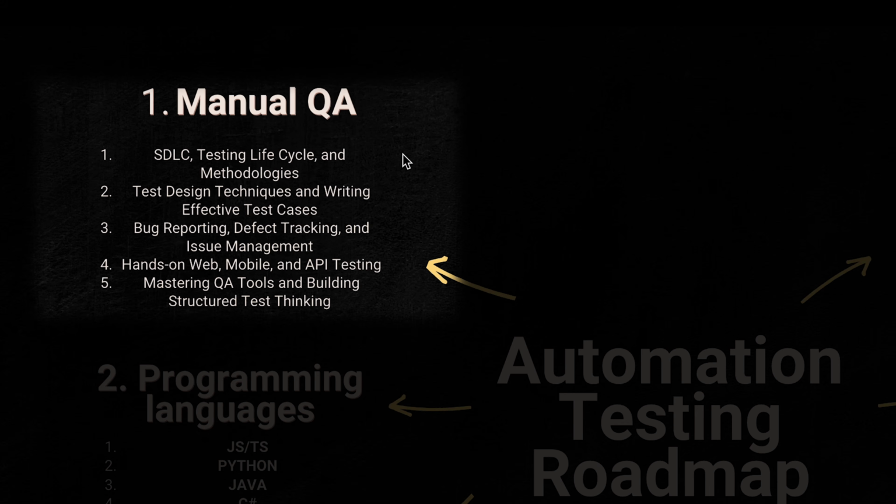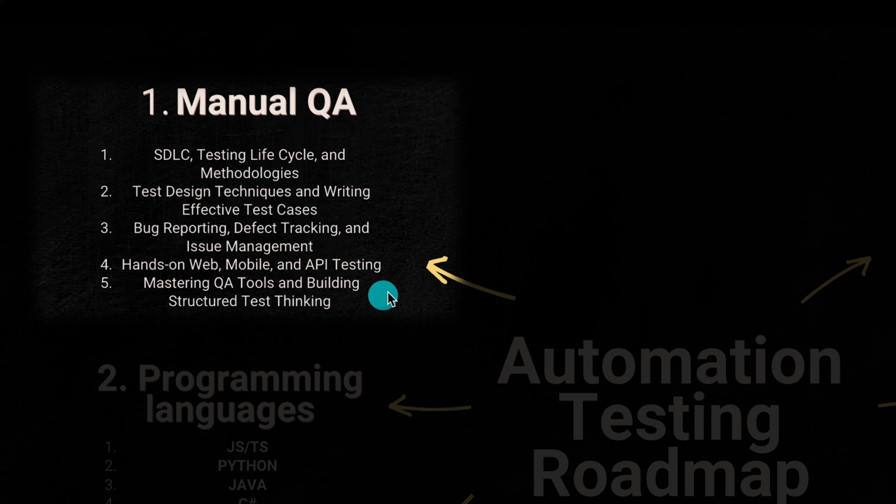Then test design techniques and writing test cases effectively. You're going to be working with test cases quite a lot, and those are simple instructions on how to test software. Then you're going to be working with the bug reporting, defect tracking, and issue management, and all of that can be combined to Jira, which is the most popular bug tracking and a project management system in the world. There are definitely different ones such as Trello or Asana, but Jira is still number one.